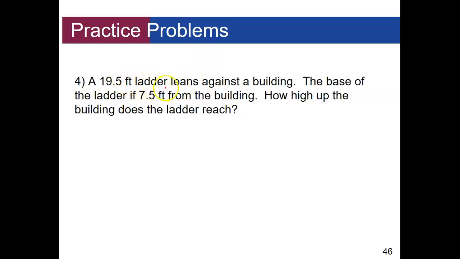Here we have a ladder that leans against a building. The base of the ladder is 7.5 feet from the building. How high up the building does the ladder reach? So we have our building here, and we're going to have our ladder that leans against the building. So we have a 19.5 foot ladder. So that ladder is going to be represented here. It leans against the building. The base of the ladder is supposed to be 7.5 feet from the building. So this would be 7.5. How high up the building? So this is going to represent how high up the building does the ladder reach.